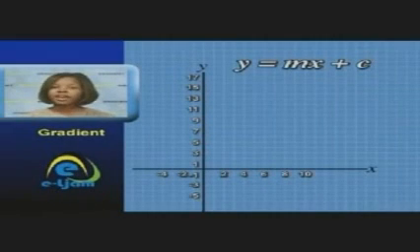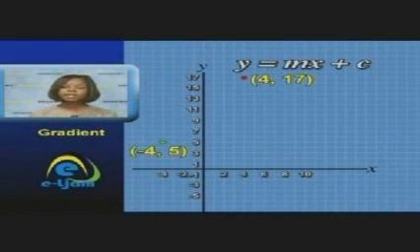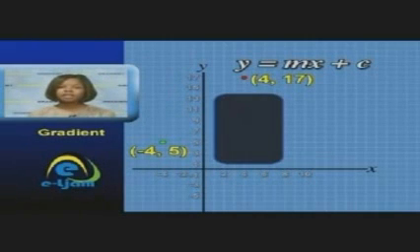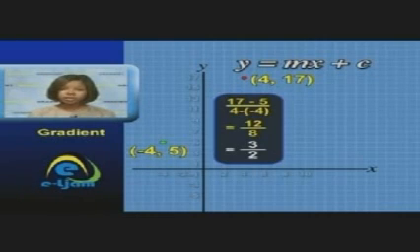So, if I give you the coordinates 4, 17 and negative 4, 5, can you tell me what the equation of the straight line is? First, we need to find the gradient of the line. Remember, it's the change in y divided by the change in x. This would be 17 minus 5 divided by 4 minus negative 4, which is 12 over 8 or 3 over 2. Yes, our gradient may be a fraction.